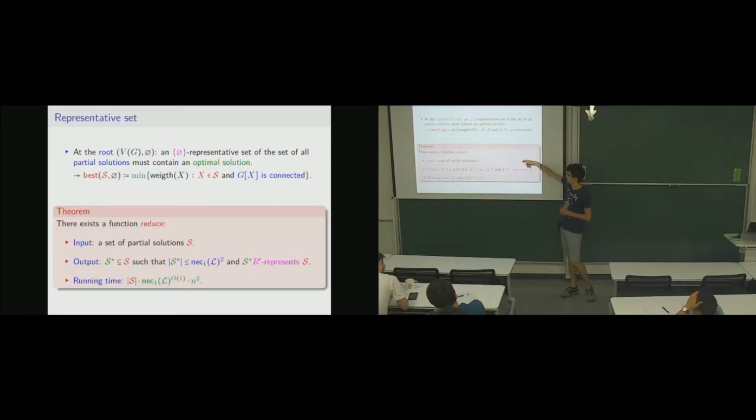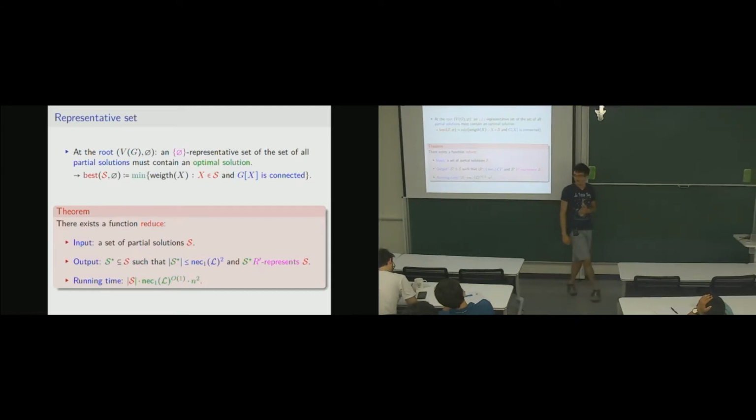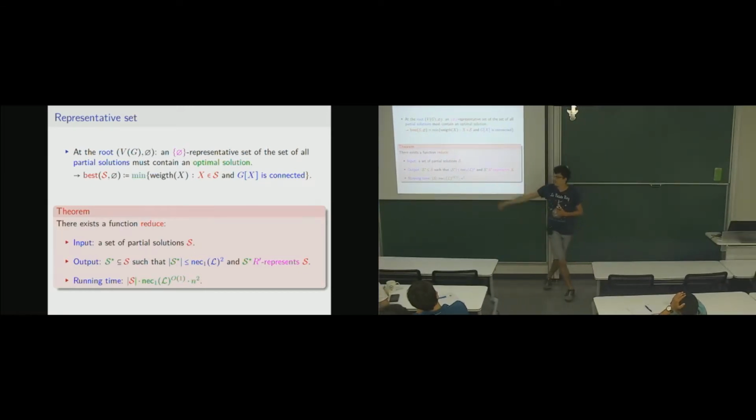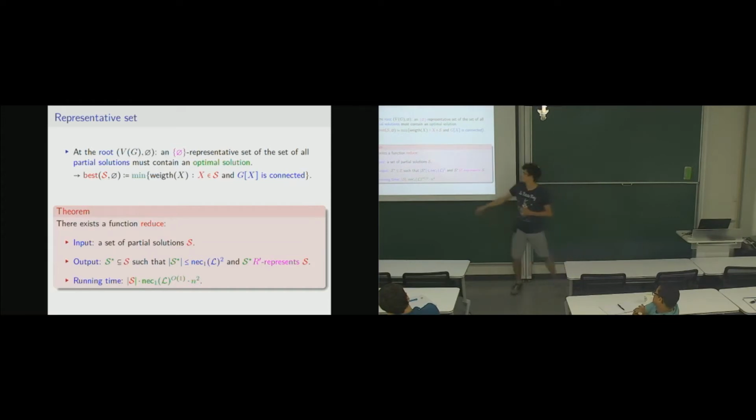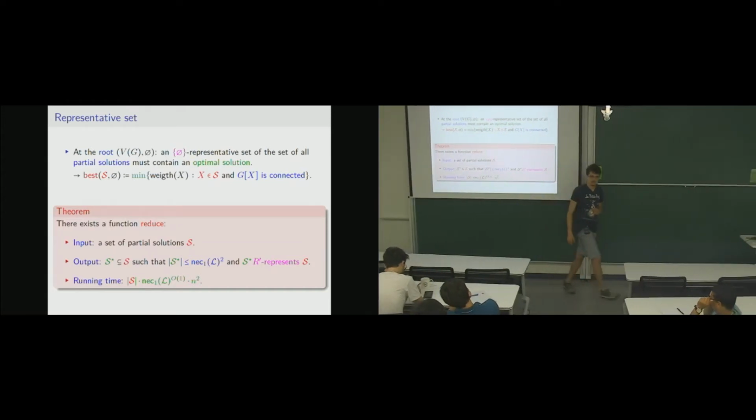So it takes a set of partial solutions and outputs a small representative, and the small is n squared. And the running time is fine also, because this is supposed to be smaller than polynomial.